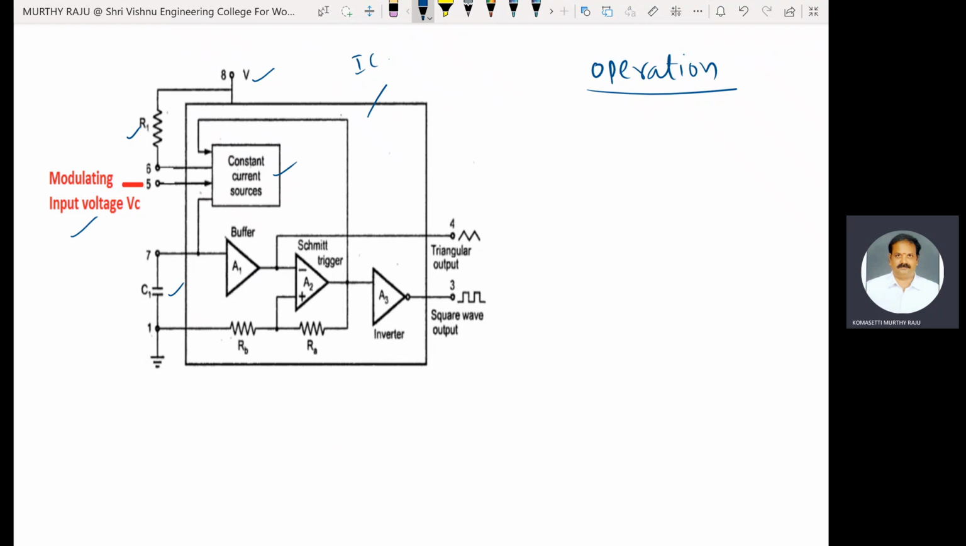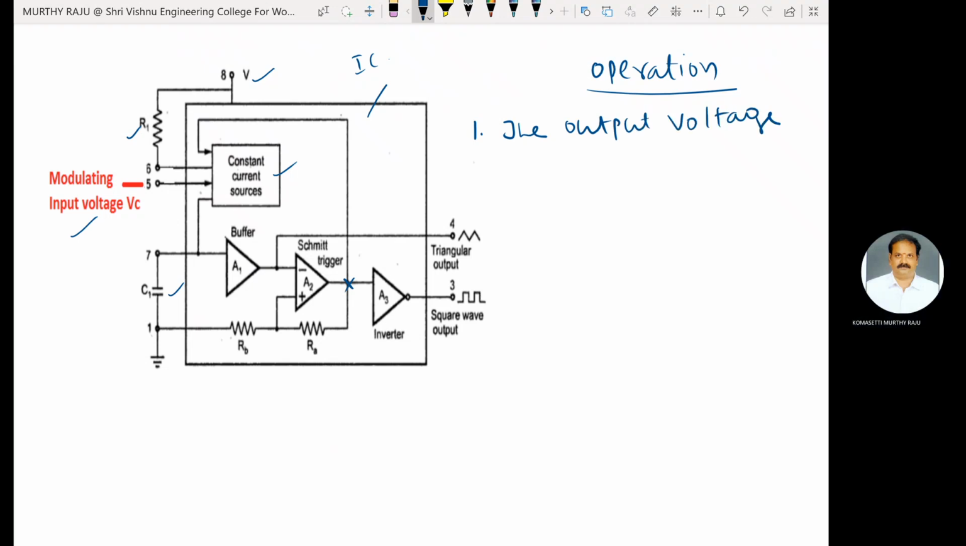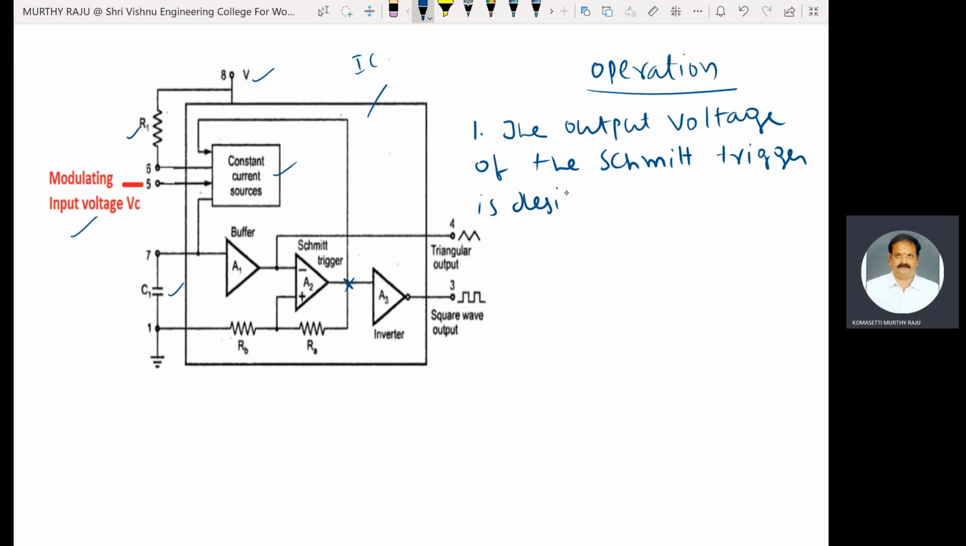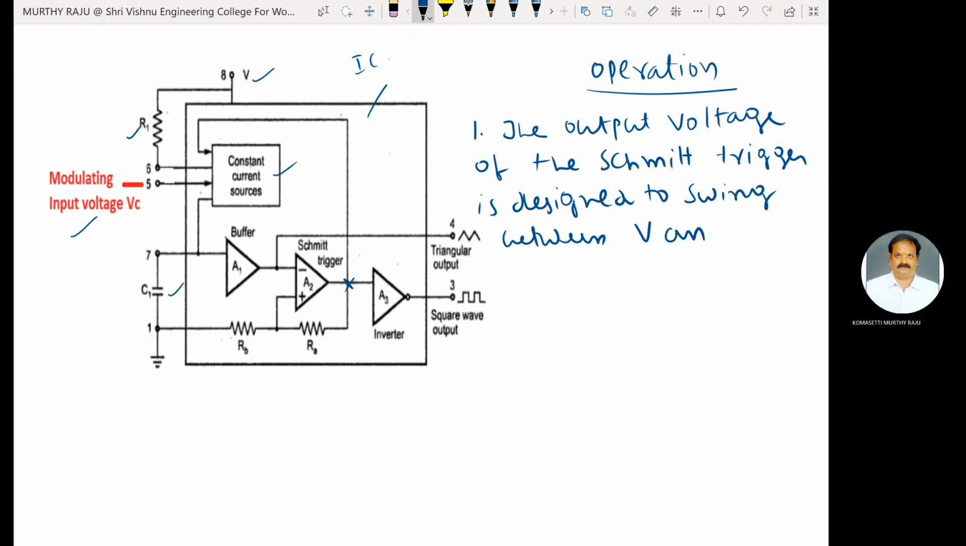One more important point here is that the output voltage of the Schmitt trigger is designed to switch between V and 0.5 V. The output voltage of the Schmitt trigger is designed to swing, or switch, between V and 0.5 V.